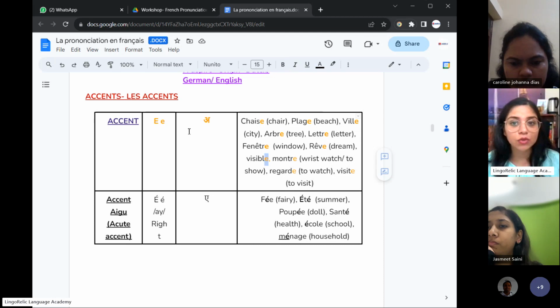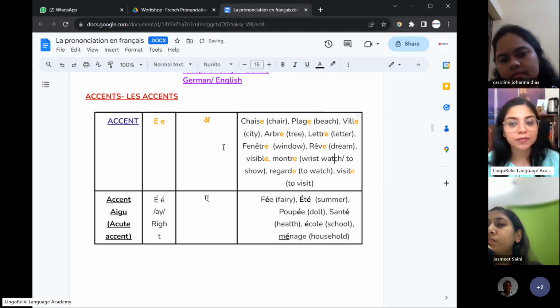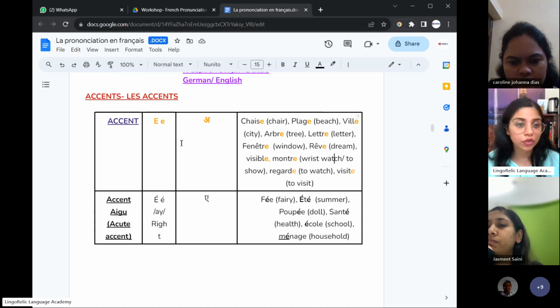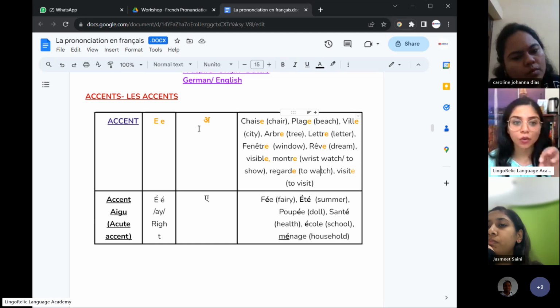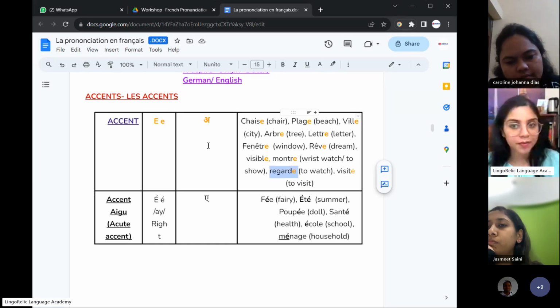Dream as a noun. Then next one. Visible. Visible, which is visible. Next one. Montre. Montre, which means a wristwatch, or it also is a verb, which means to show. Next one. Is it montre or montre? Montre. It's un. Un ka sound hota hai. Un, closed un. Yes. Montre. Okay. Then next one. Regarde, that is to watch. Next one. Visite. Visite, that is right.